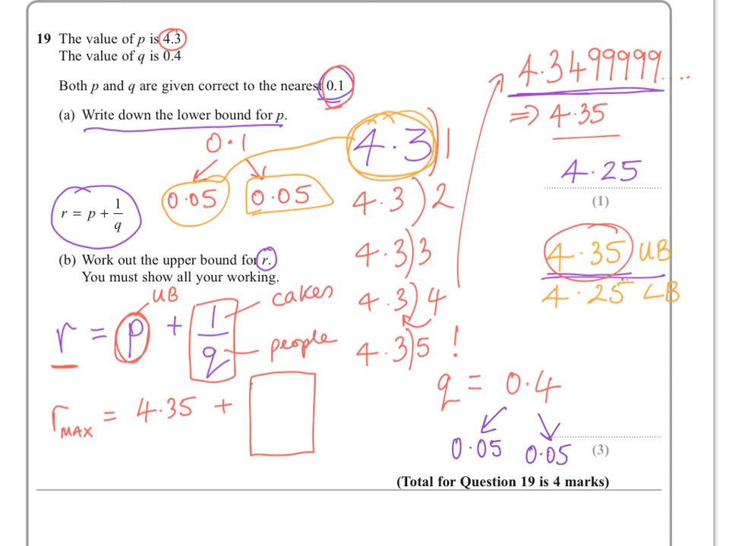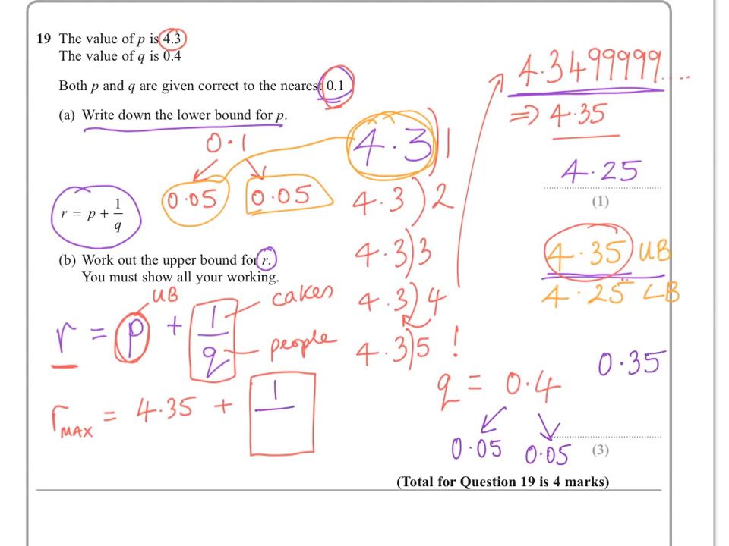In fact, that's always the case. Whatever it's rounded to, you always split that in two, and then you add to make it the upper, and you take it away to make it the lower. So we want q to be the least, so we want to have 0.4, and we want to take 0.05 away from it, and you should on your calculator get 0.35 for q.